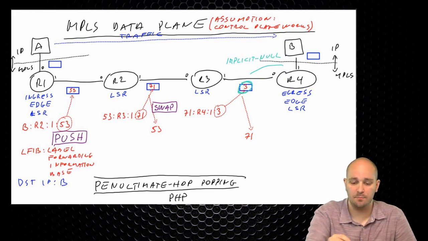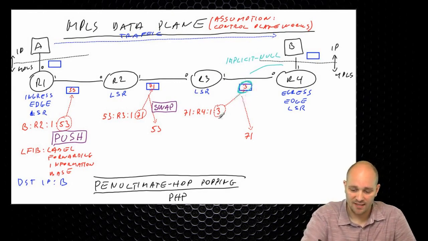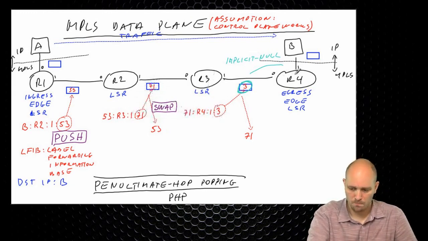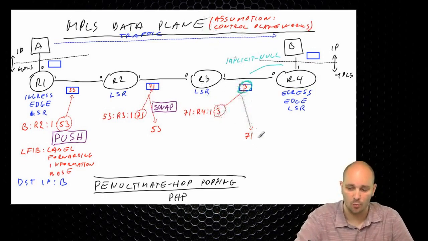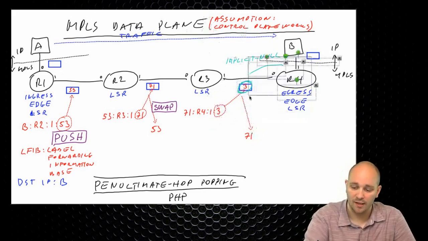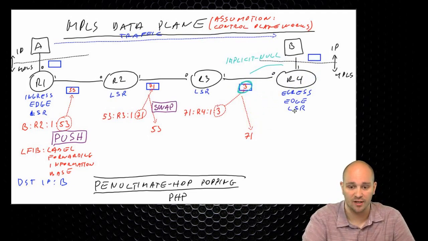So when we have this implicit null label, what's going to happen here on R3 is the exact thing that we had before. This incoming packet that had label 71 is going to arrive to R3, and we're going to see that for 71, we need to send this to R4 out of interface 1, and the label assigned here was 3. Our implicit null label. So we are going to drop label 71 and send actually just an IP packet. Instead of adding any labels, instead of actually adding 3, we are going to send just a regular IP packet.